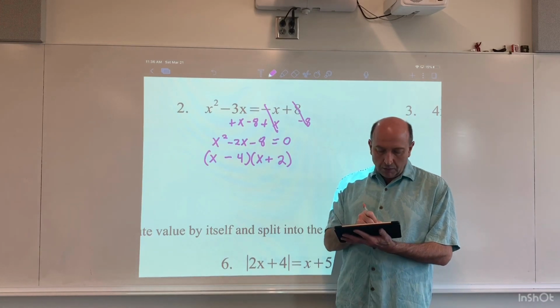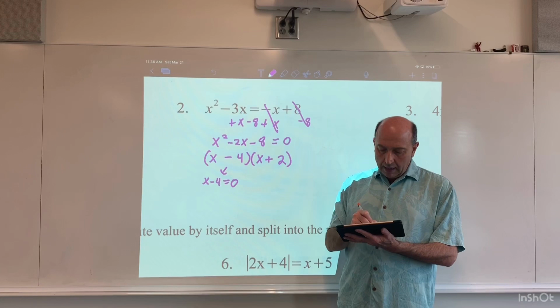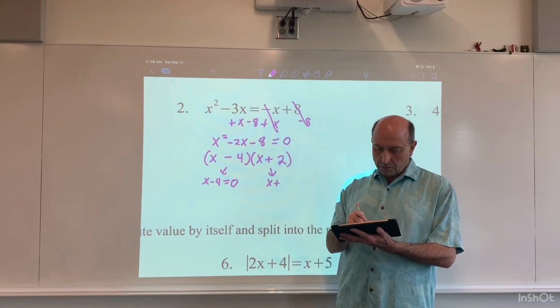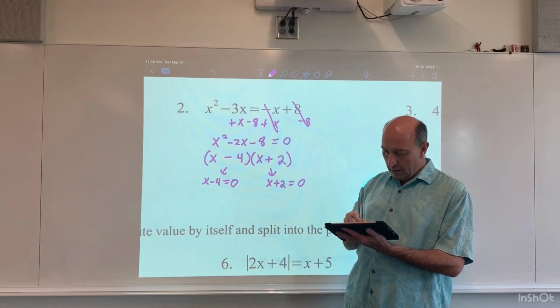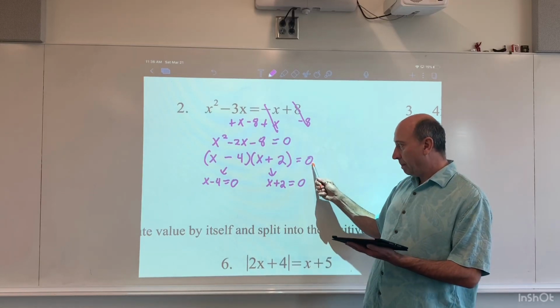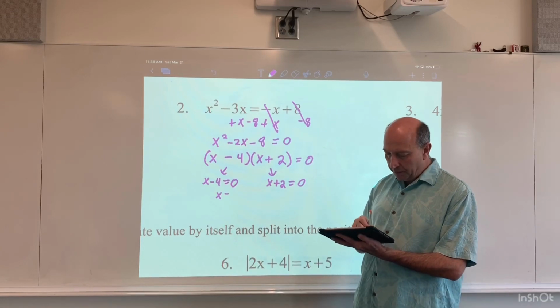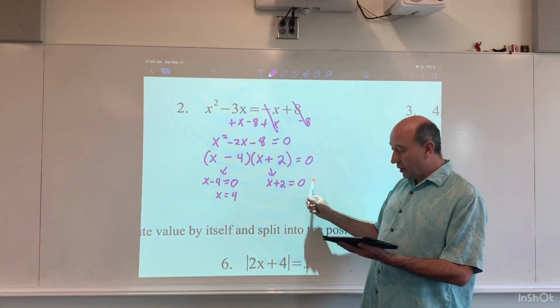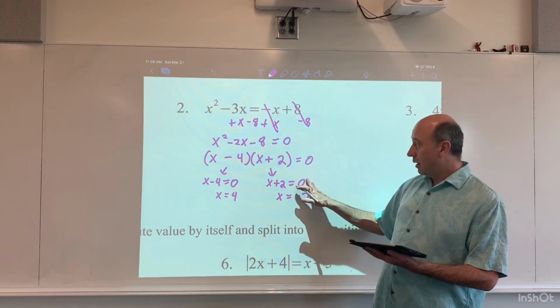So everything works out. Now I can try to figure out what makes this part 0 and what makes this part 0. Because 0 times any number is 0. So what makes x minus 4 0? X would equal 4. What makes x plus 2 0? X equals negative 2. All right, that's that one.